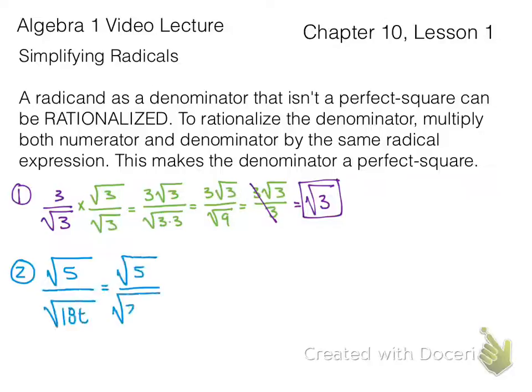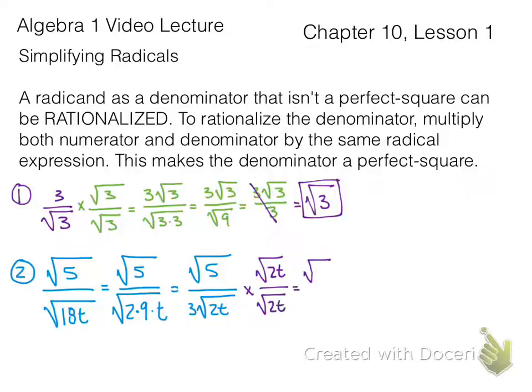So, number 2. I have the square root of 5 over the square root of 18t. I'm going to simplify first because I'm really just trying to get rid of the square root. So I can pull out the square root of 9 on the bottom, which gives me 3. So now I'm left with the square root of 5 over 3 times the square root of 2t. And I want to get rid of the square root of 2t, so I'm going to multiply both the top and the bottom by the square root of 2t, which is going to give me some crazy stuff.